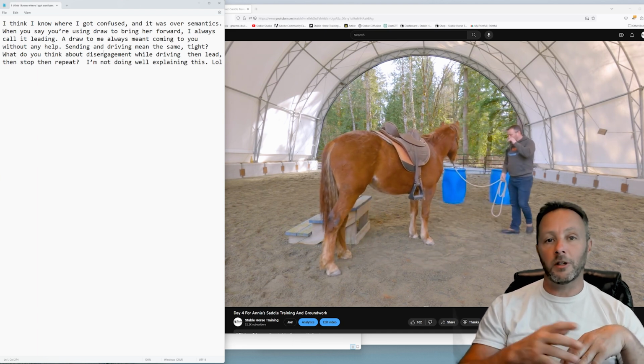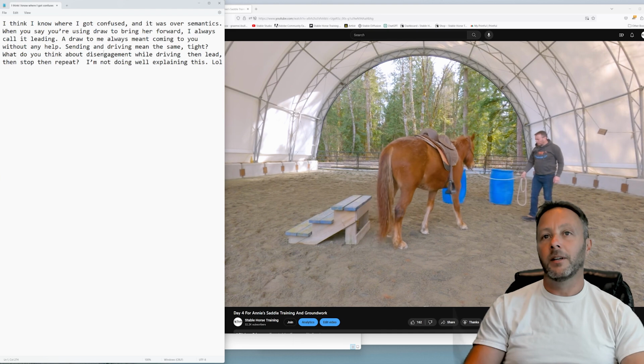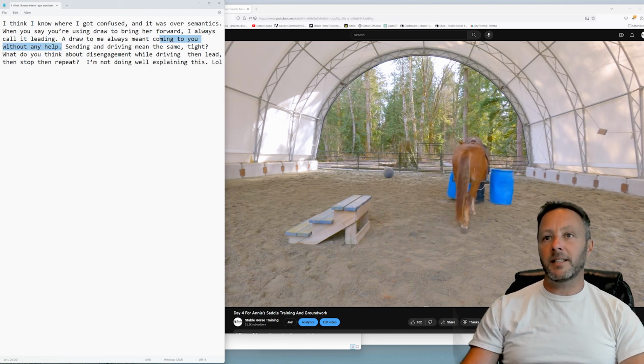And we draw to our horses all the time. They help us draw to them all the time. Sending and driving mean the same. I think so. Yeah. What do you think about disengagement while driving, then lead, then stop and repeat?